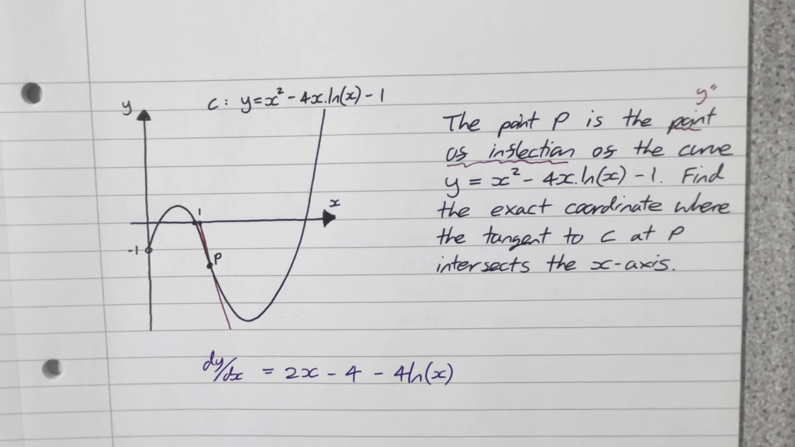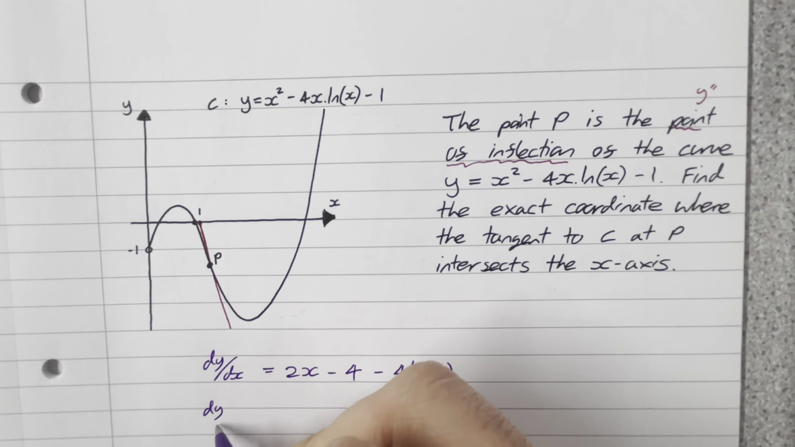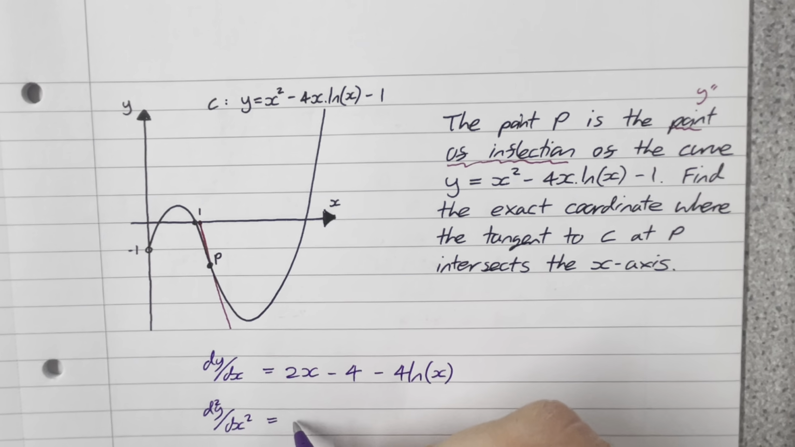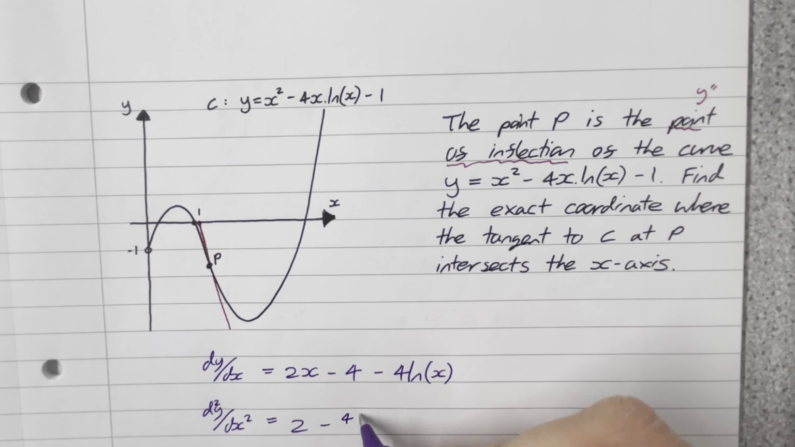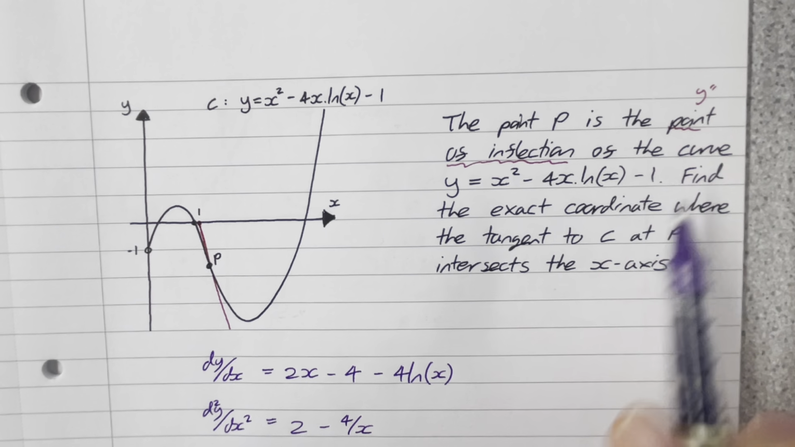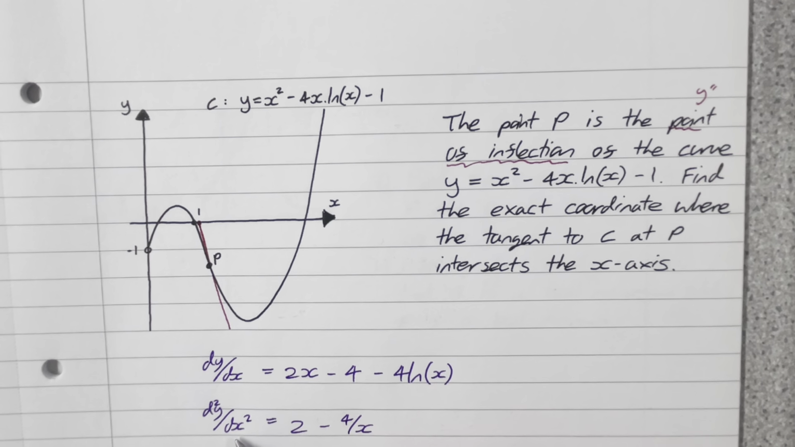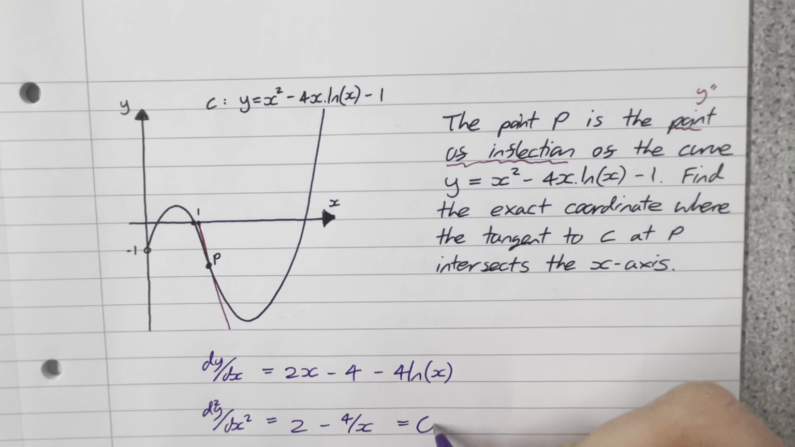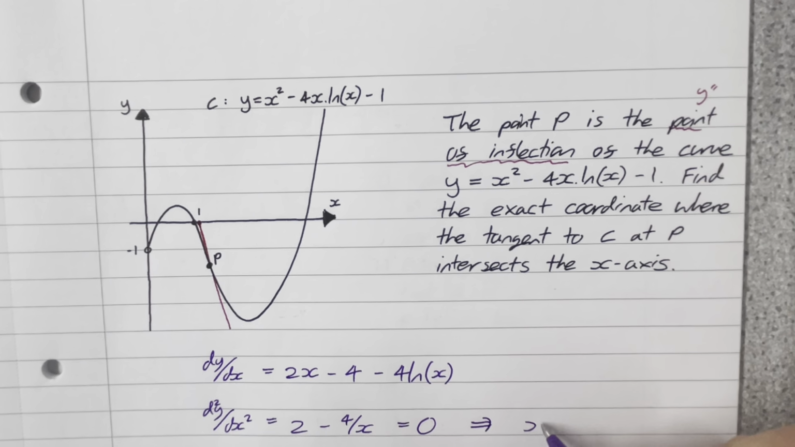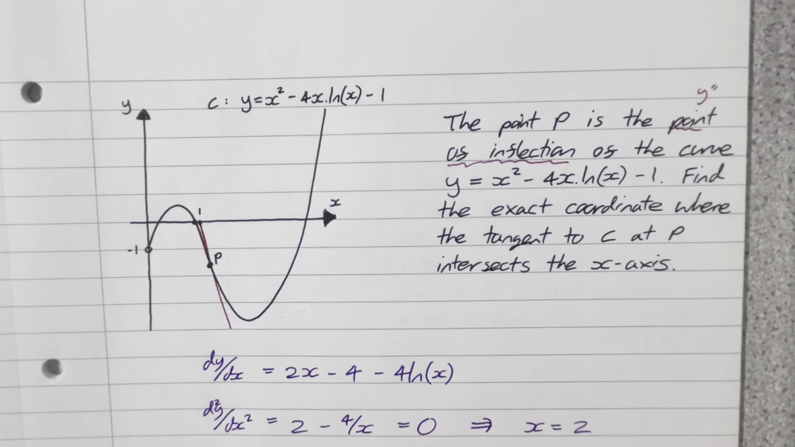That's the first derivative. The second derivative, d2y dx squared. The 2x will go to 2. The 4 disappears this time. And that's going to go to 4 divided by x. Now, for a point of inflection, we want d2y dx squared to be 0. And that occurs when x is 2, which fits with the graph. We're looking for something a bit bigger than the number 1. So x is 2 will do the job.